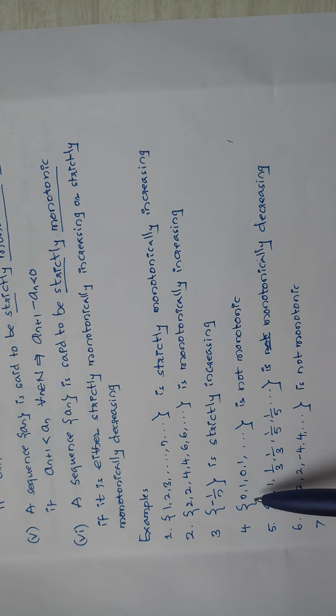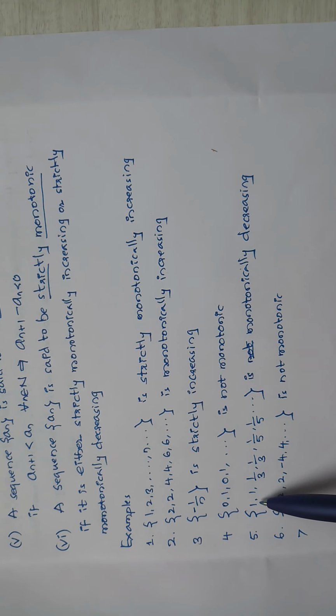What is happening here? It is 0, 1, 0, 1, 0, 1, continuously. It is not monotonic, because we can't say whether it is increasing or decreasing. Next, 1, 1, 1/3, 1/3, 1/5, 1/5 is monotonically decreasing.